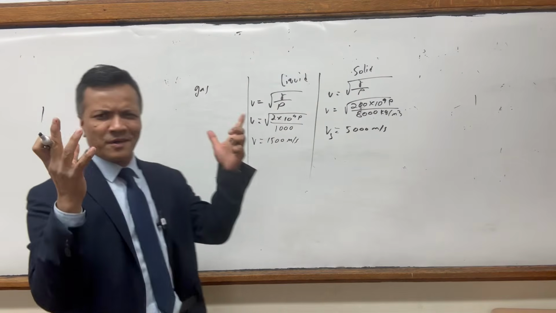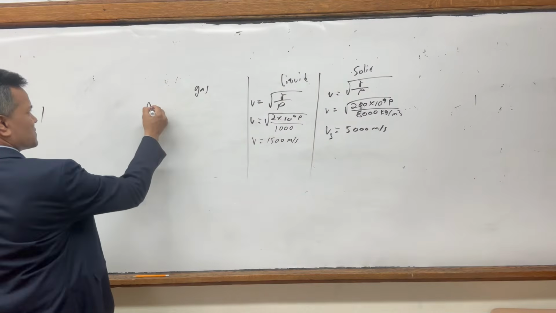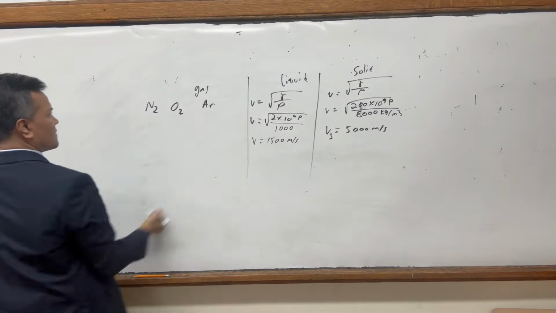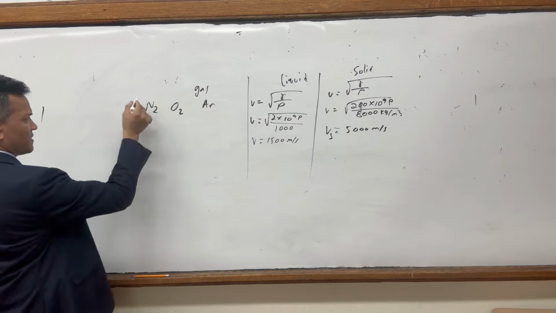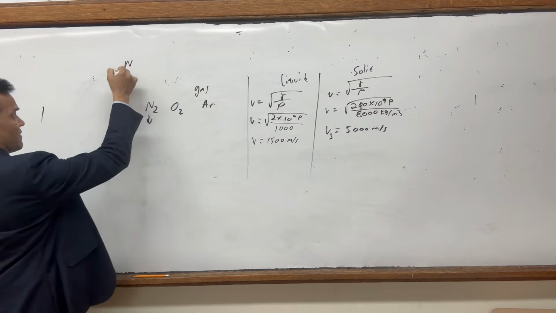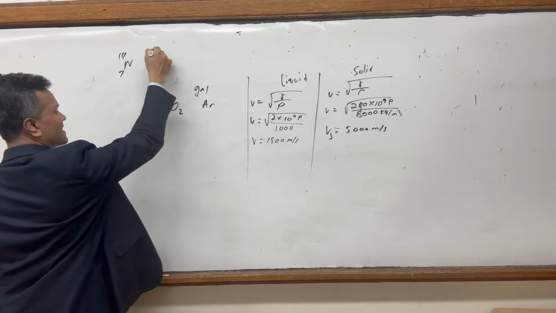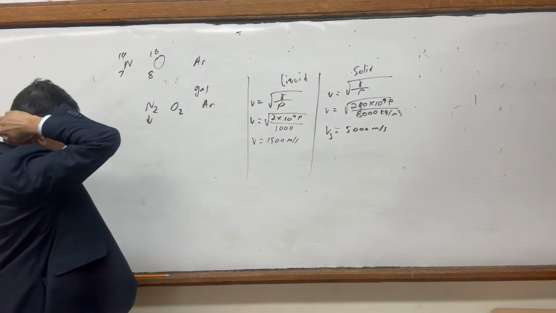Gas. Right now here in this room, the air is made of, of course, oxygen, nitrogen, and argon. So you have nitrogen gas, oxygen gas, and argon. Nitrogen is 7, so 14, and oxygen is, I don't know, 8, 16, and argon is 18.